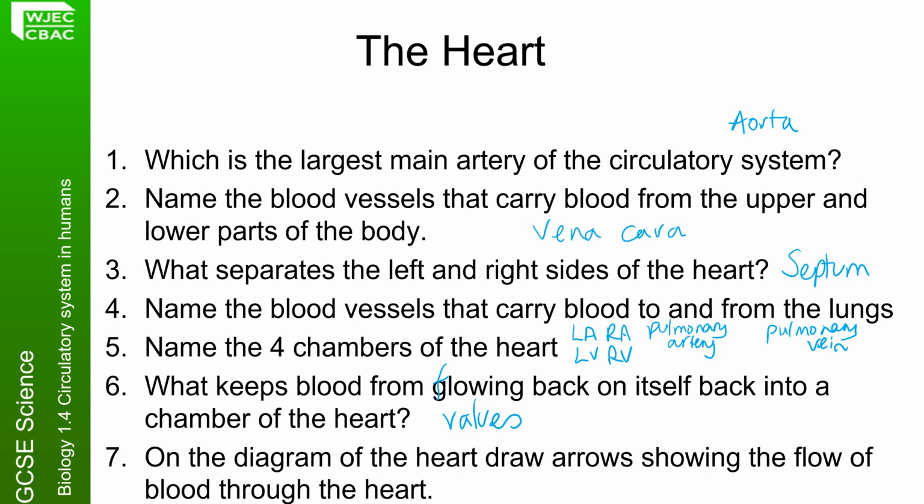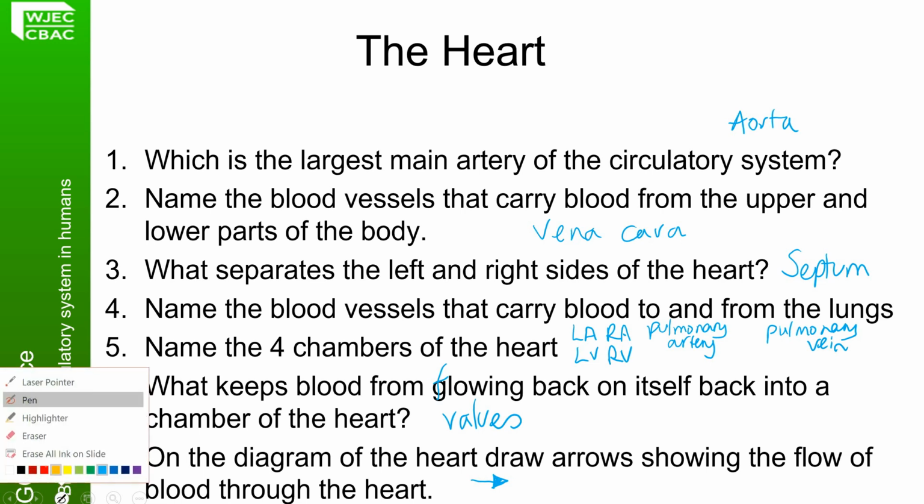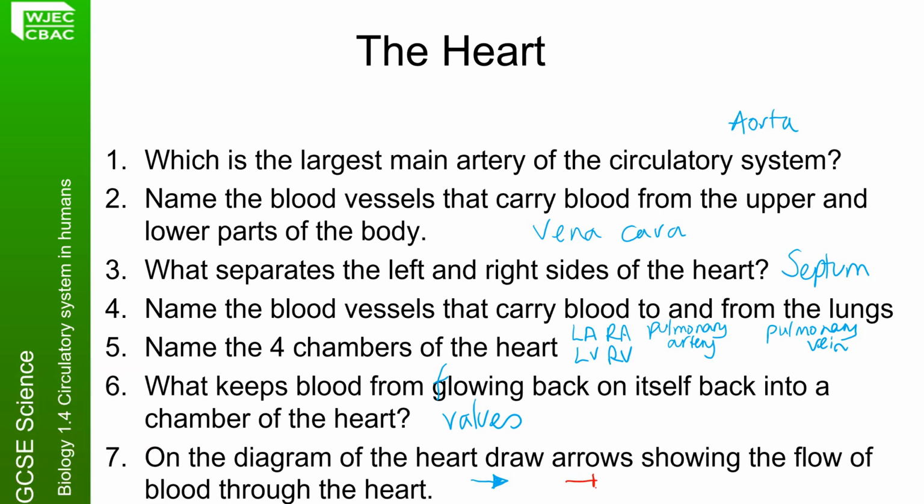So question 7 says, on the diagram of the heart that you've got on page 25, draw arrows showing the flow of blood through the heart. And if I were you, I would use blue to show deoxygenated and change to red to show oxygenated. So you've got a clear idea of the route and the pattern the blood flows, okay?